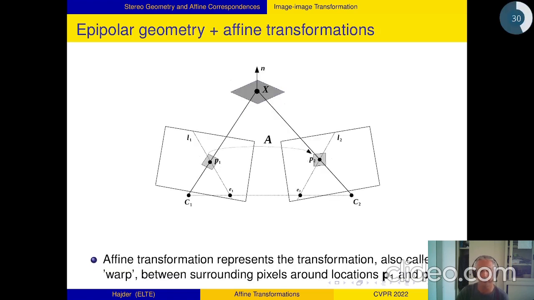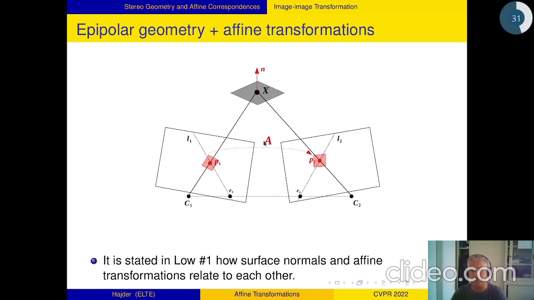Okay, so if the standard stereo problem is extended by the affine transformations, so not only the point locations P1 and P2 are considered, but from the neighboring pixels, the affine parameters. Okay, this is the linear part of the affine transformation. If this is estimated, or this is given, in that case, from the affine distortion, the affine warp, the surface normal can also be computed.